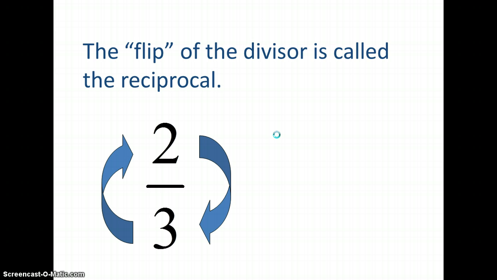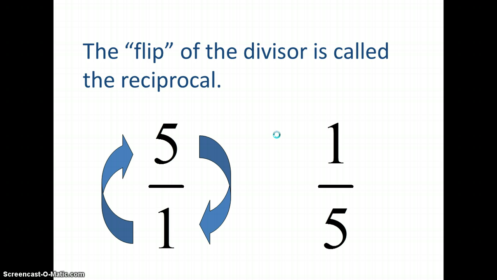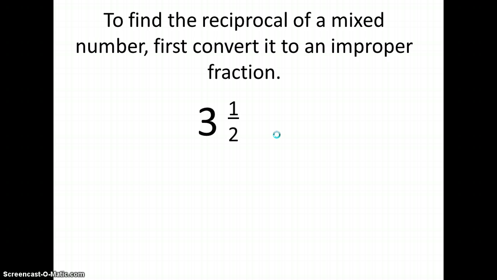So if I flip 2/3, or take the reciprocal of 2/3, I simply switch the numerator and denominator. So instead of 2/3, the reciprocal would be 3 halves. The reciprocal of 5 over 1 is 1/5, because I'm flipping the fraction, putting the numerator in the denominator and putting the denominator where the numerator originally went.